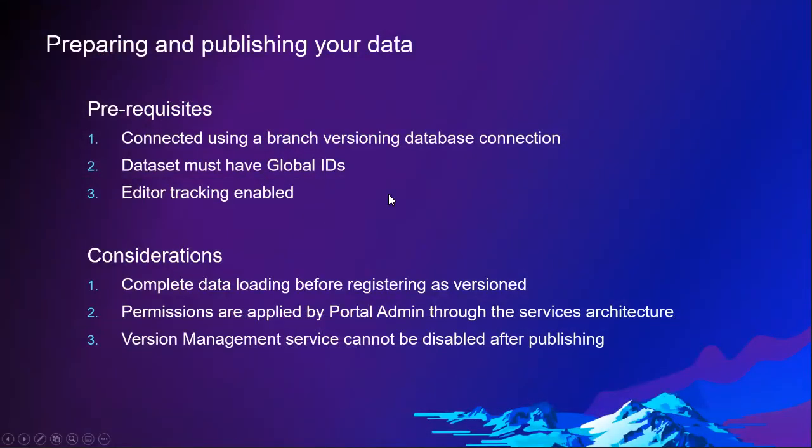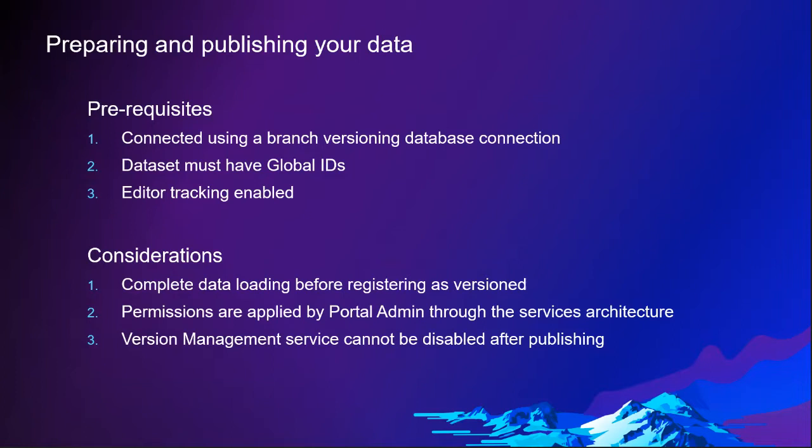So, some prerequisites for this. I'll outline this in the video, but I just want to highlight it here. You have to be connected using a branch versioning database connection, and that's just a change that you make within ArcGIS Pro on the database itself. And then the individual data set within that database must have global IDs, and editor tracking has to be enabled. Then we can go through the process of registering the data set as versioned and publishing it to our ArcGIS Enterprise environment so that we can make use of it. And there are some considerations here.